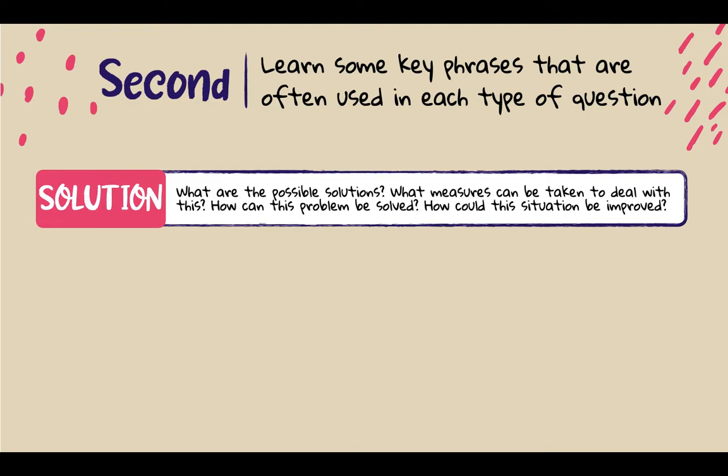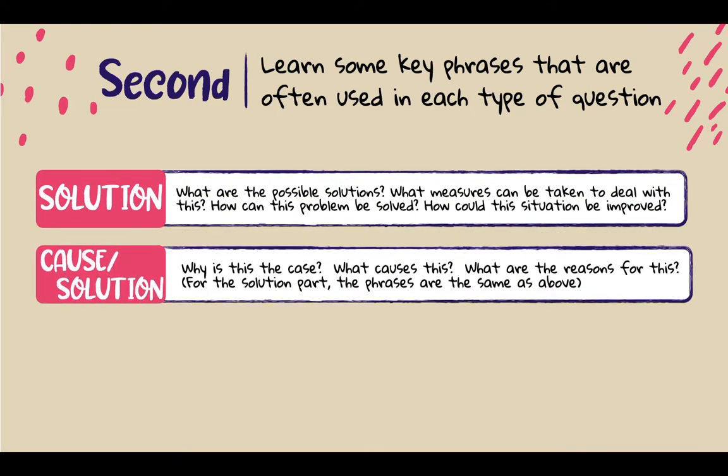Remember, for a solution essay, you do not have to write about the problems. You do not have to write about the causes. Both of your body paragraphs should only address the solutions to the problem. Then the cause solution. For the cause part, it might ask, why is this the case? What causes this? What are the reasons for this? And the solution part, the phrases will be the same as the solution essay.